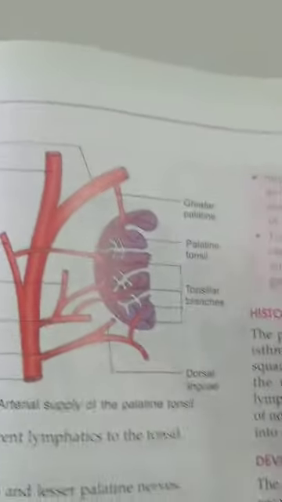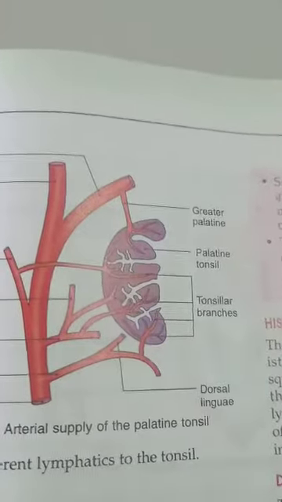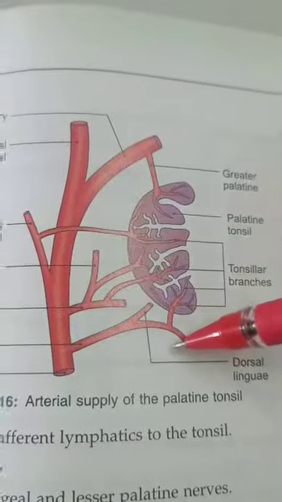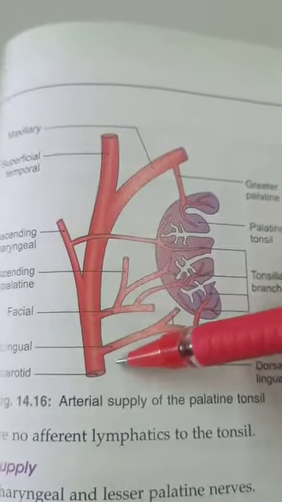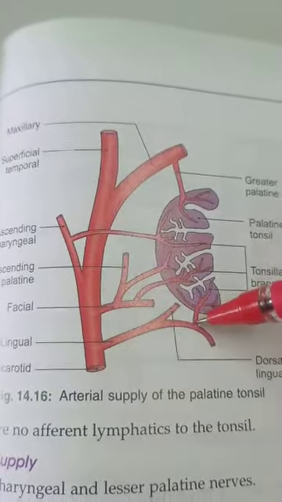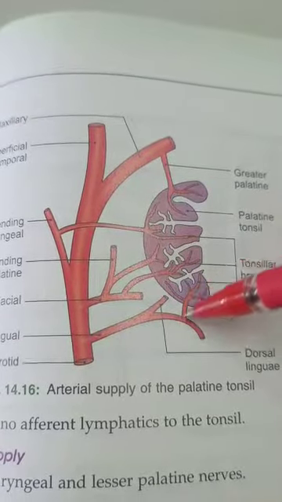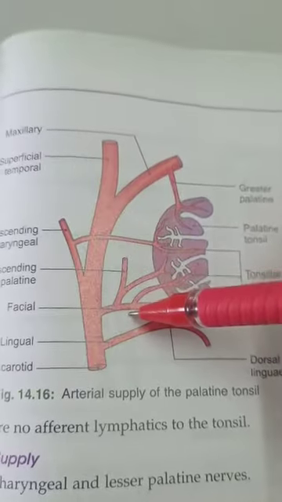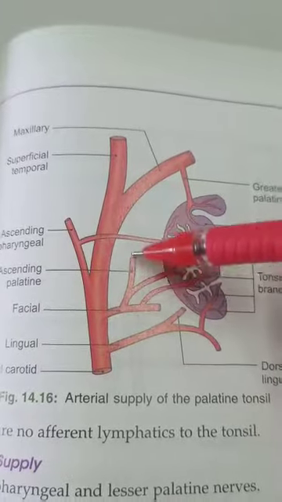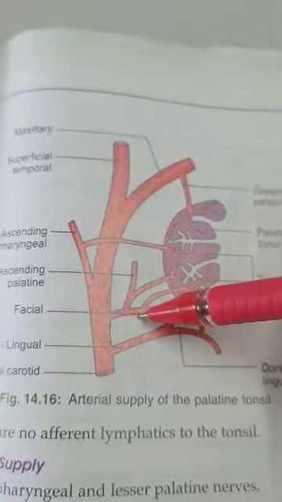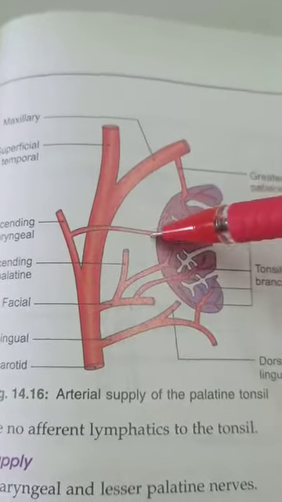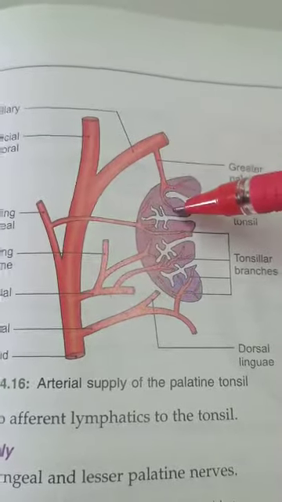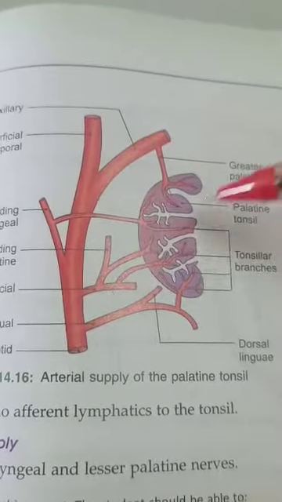And coming to the blood supply of the tonsil, this is another diagram showing the blood supply of the tonsil. Here we can see the lingual artery. So the tonsillar branch of the lingual artery, then tonsillar branches of the facial artery, then the ascending palatine branch of the facial artery, then the tonsillar branch of the ascending pharyngeal artery, then the greater palatine arteries. So these are the arteries that supply the tonsil.